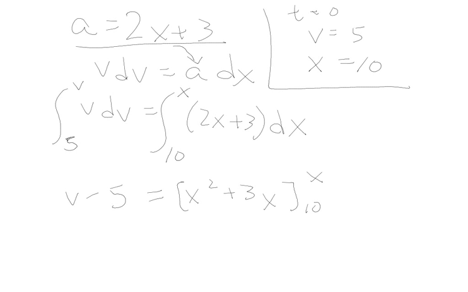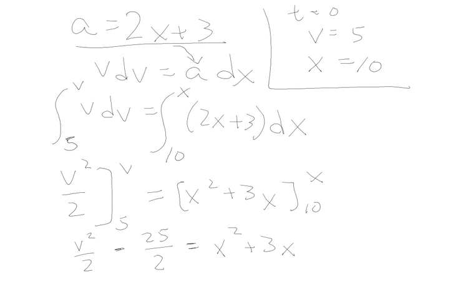Okay, I'm sorry, I messed up on the left-hand side there. Sorry about that. This is actually v squared over 2, going from 5 to v. Okay, now that's correct. Okay, so let's go a step further. This is v squared over 2 minus 25 over 2 is equal to x squared plus 3x, minus 10 squared, which is 100, minus 3 times 10, which is 30.